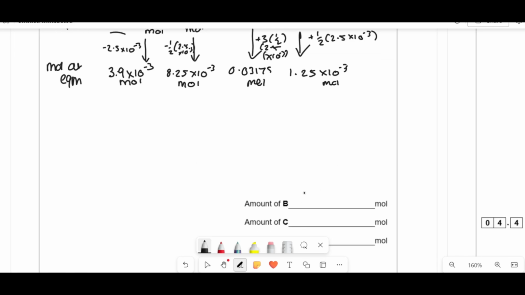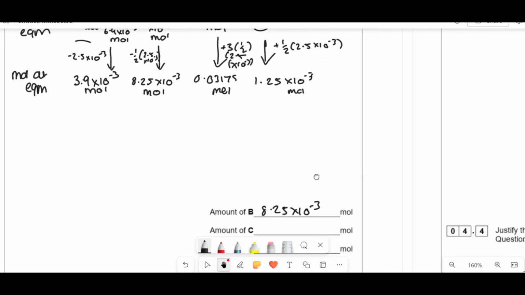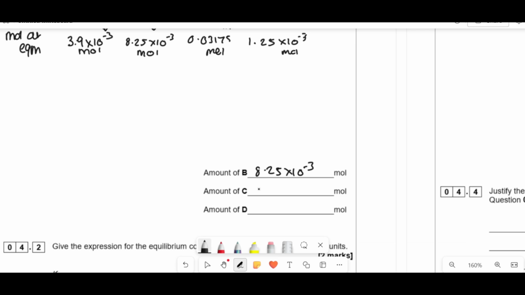So the amount of B was 8.25 times 10 to the minus 3. The amount of C was 0.03175. So I'm going to stick to the number of significant figures in the question, so 0.0318. And the amount of D is 1.25 times 10 to the minus 3.